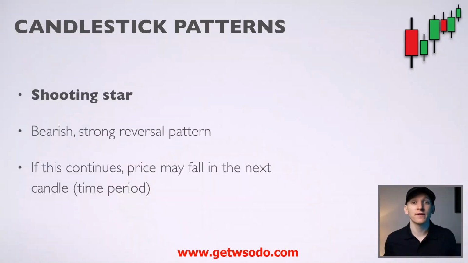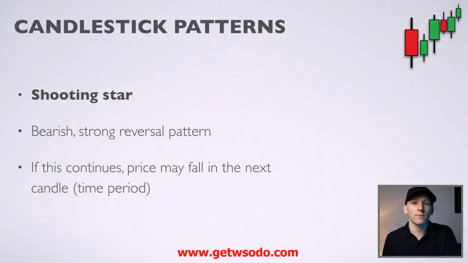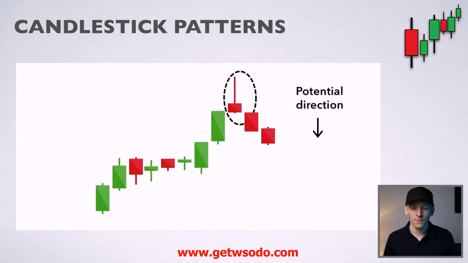A shooting star is the complete and total opposite of a hammer pattern. It is a bearish strong reversal pattern. So you've got buyers coming in, pushing the price up, but during that time period, sellers come in and force it down. So what you have is essentially like a shooting star. So we have the star right here, and then the tail kind of coming behind it. So it looks a little bit like a shooting star. This is what a perfect shooting star would look like.